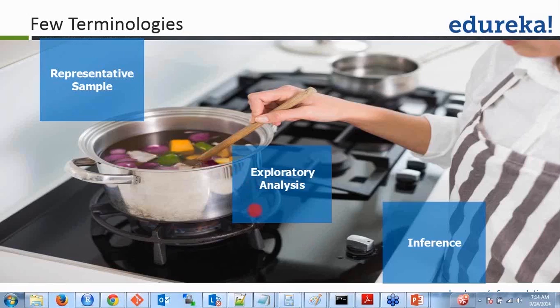And using the sample data that you are playing with, you will make a decision with what you want to do with this data. So that process is called inference. Okay. So again, why is this analogy important?